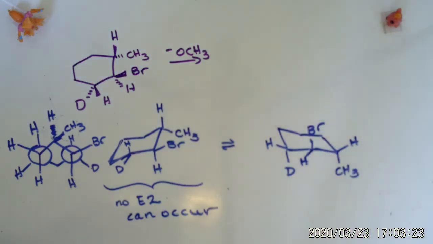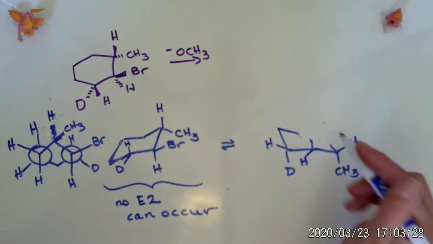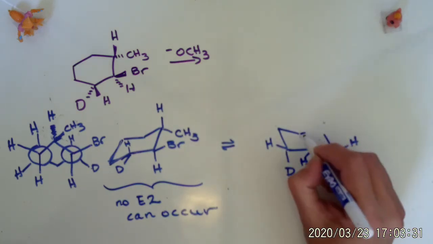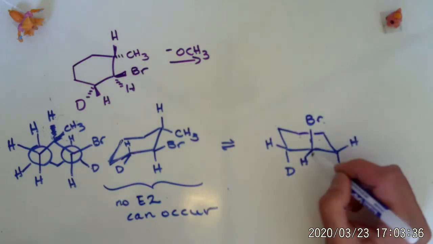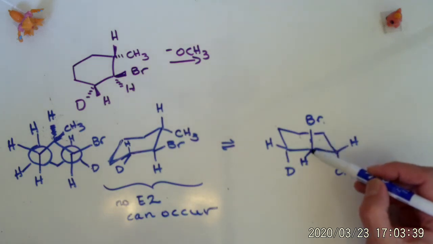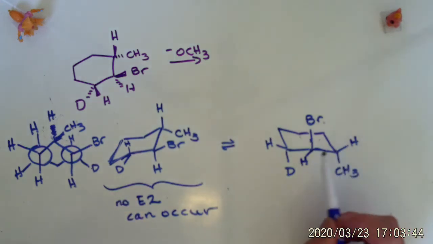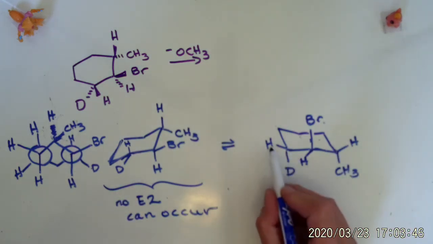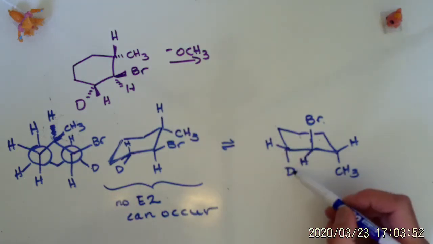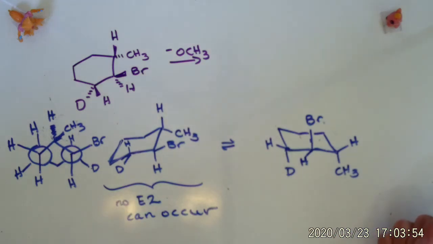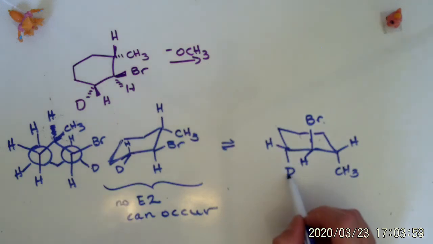But here in this situation, let me just try to redraw this so it's a little easier to see. Here's my bromine, a little longer so you can see it here. Okay, well, my bromine's axial. Here I have a methyl group that's coplanar. Well, that's not going to go. So the only place I could possibly have any elimination is on this carbon. Okay? And if I look at this carbon, what is coplanar and axial to the bromine? It's my deuterium.